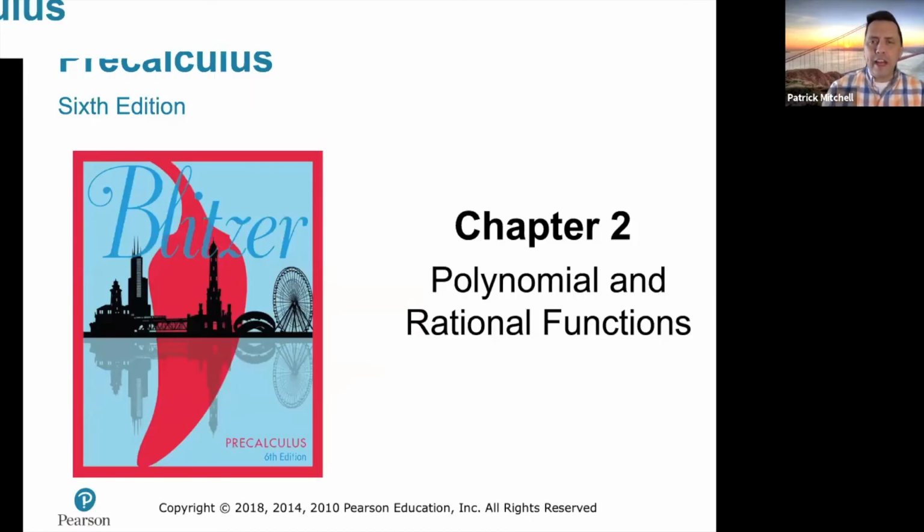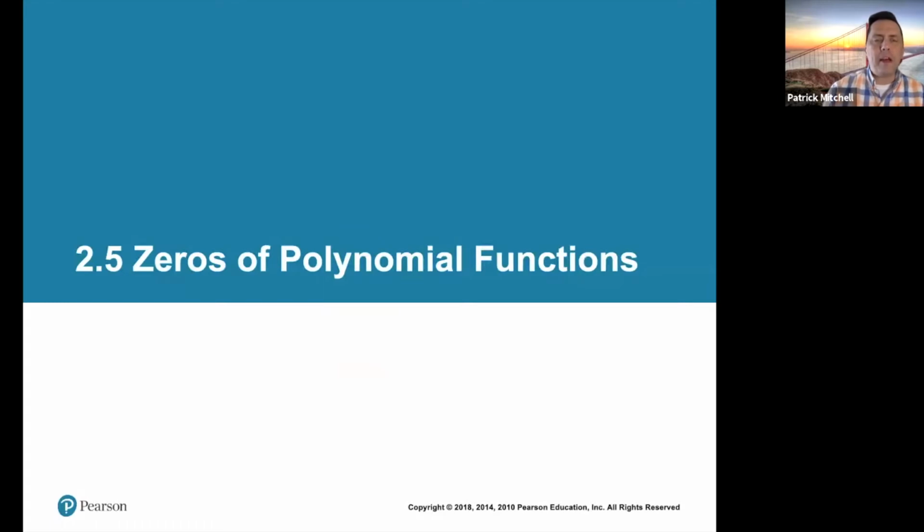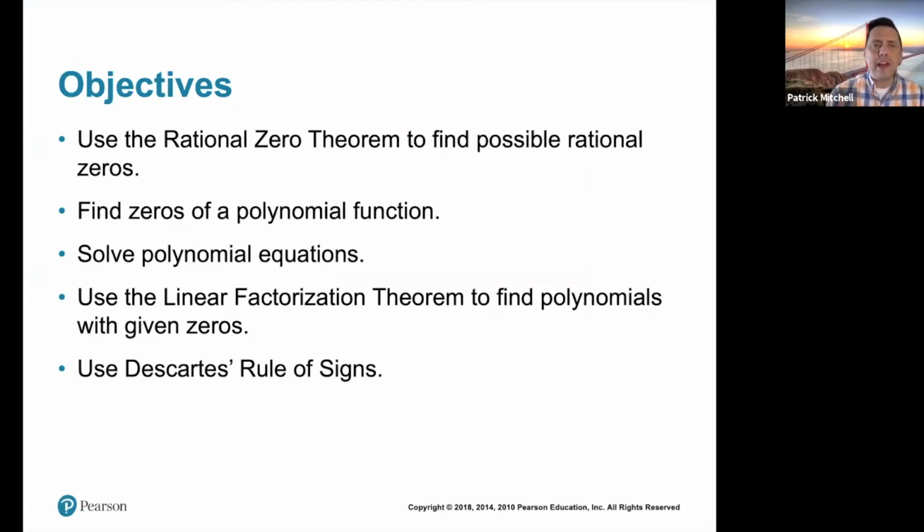We're continuing today with Chapter 2 on polynomial and rational functions. And today we're going to be talking about Section 2.5, which is zeros of polynomial functions. So here are the objectives of this section.